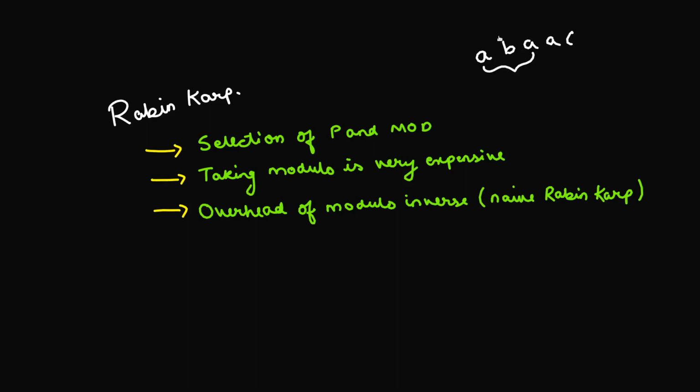Now if I have to move from this ABA to this BAA, what can I do? First consider the hash of ABA. That's going to be A times P raised to the power 0 plus B times P raised to the power 1 plus A times P raised to the power 2. And what is going to be the hash of BAA? Well, that is going to be B times P raised to the power 0 plus A times P raised to the power 1 plus A times P raised to the power 2.